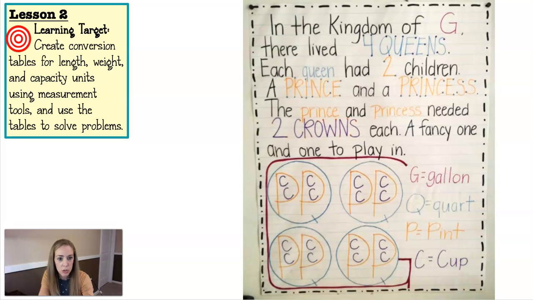Each queen had 2 children, a prince and a princess. So in each Q, or queen, there's a prince and a princess, and those stand for pints. The prince and princess needed 2 crowns each. So each prince and princess has 2 crowns, which stands for cups.